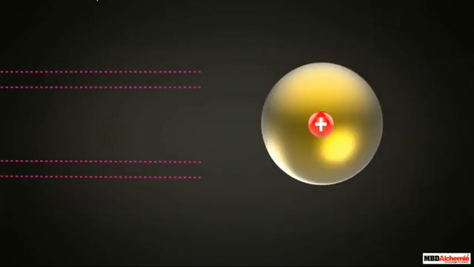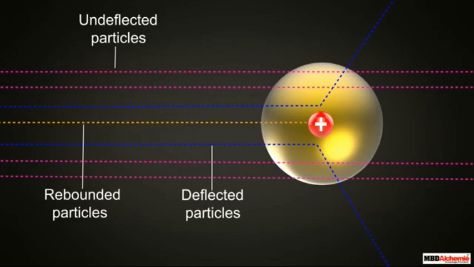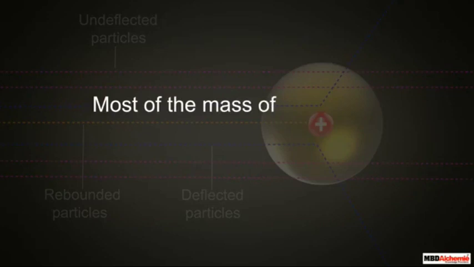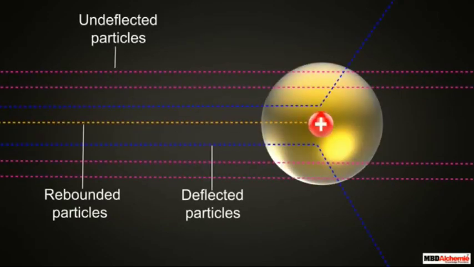Looking at the proportion of the particles undeflected, deflected, and rebounded, and based upon some calculations, Rutherford concluded that most of the mass of an atom is concentrated in its nucleus. Based on all these conclusions, Rutherford suggested an atomic model, which was known as the nuclear model of atom.